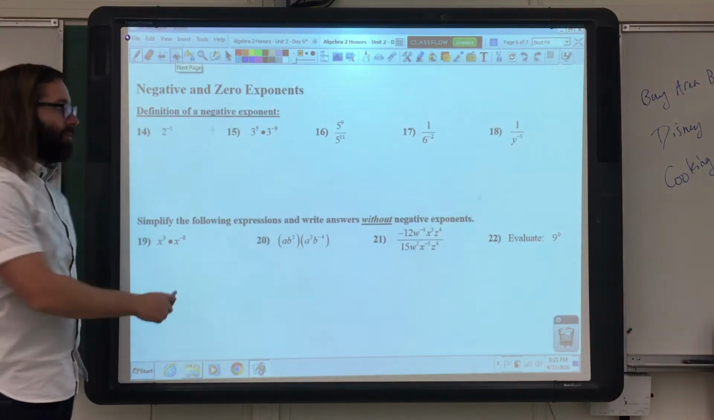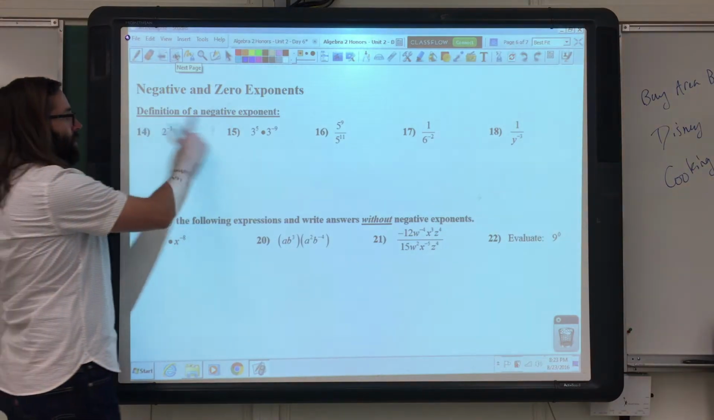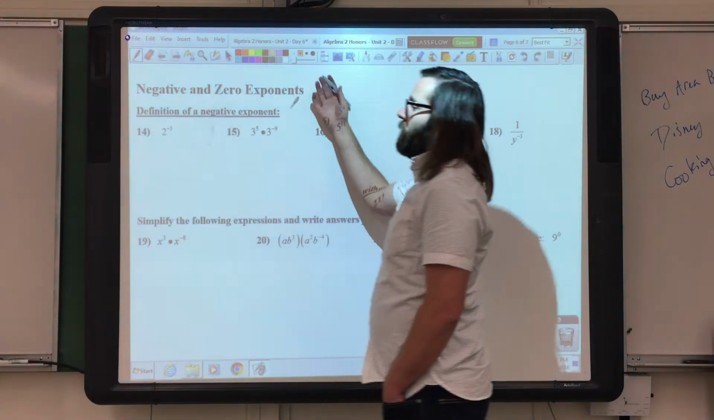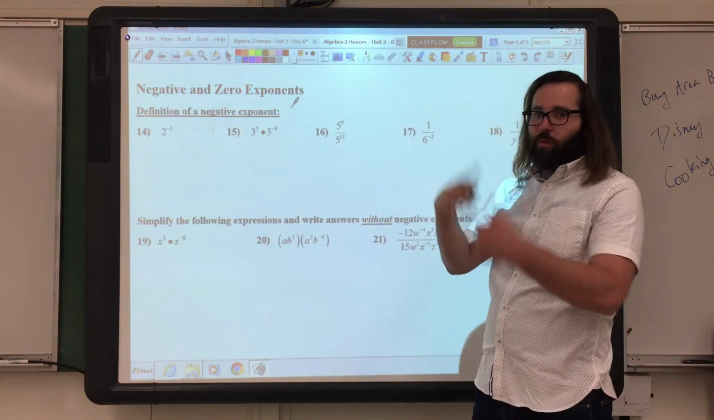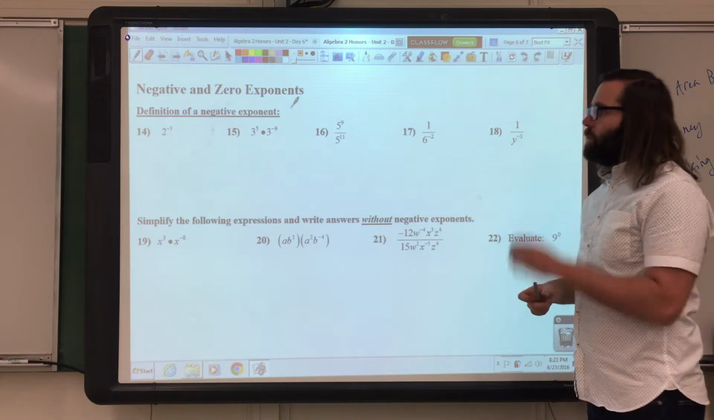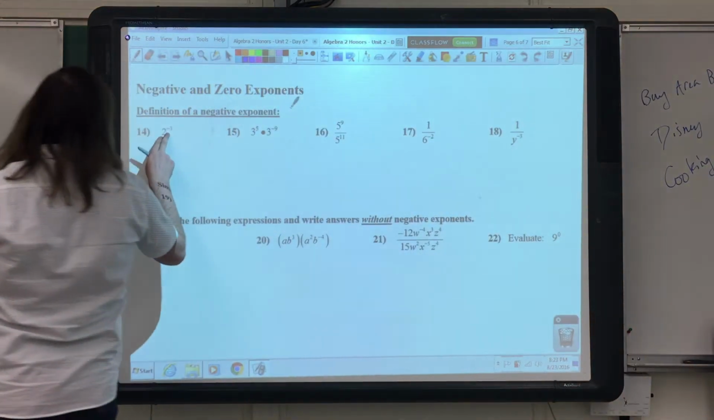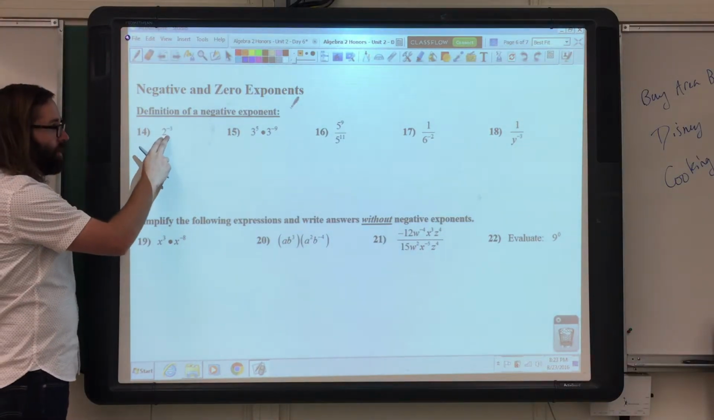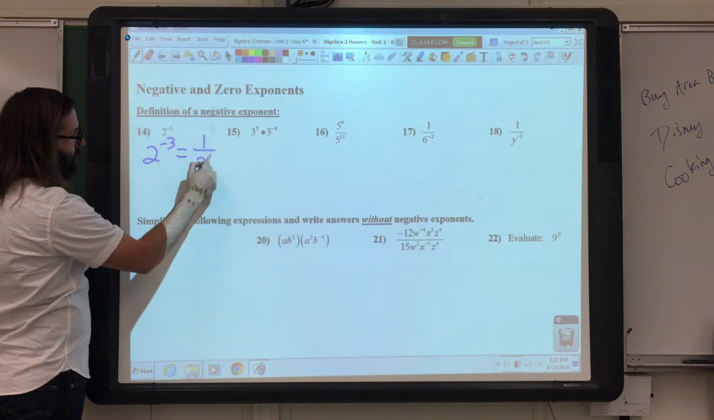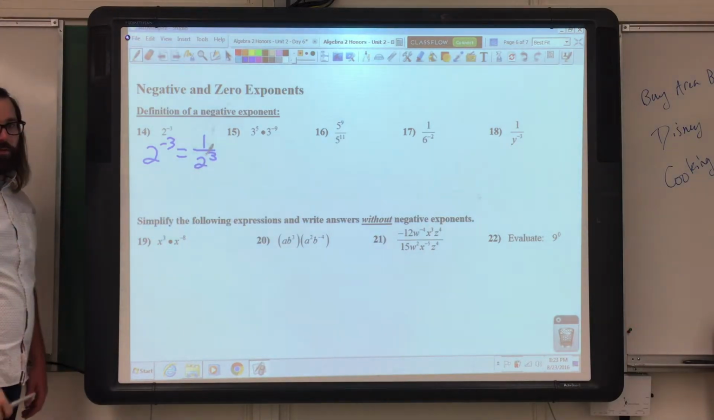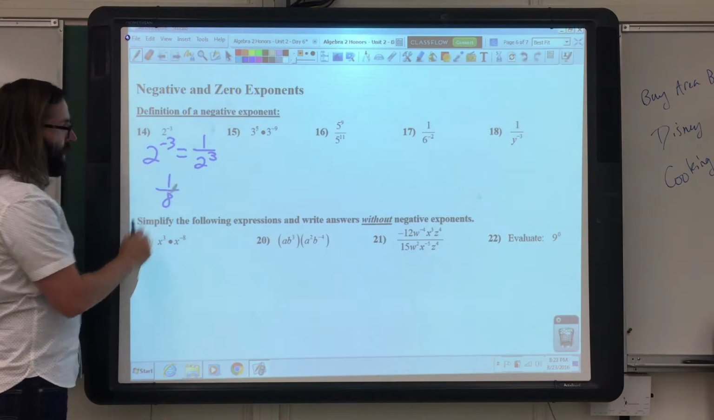Okay, now we got negative and zero exponents. So a negative exponent basically switches you to the top or the bottom. Two to the negative three is really one over two to the third, which, as we did earlier, is 1/8.